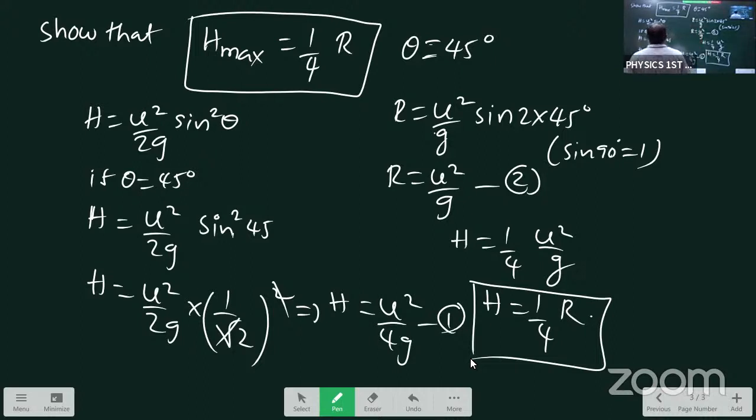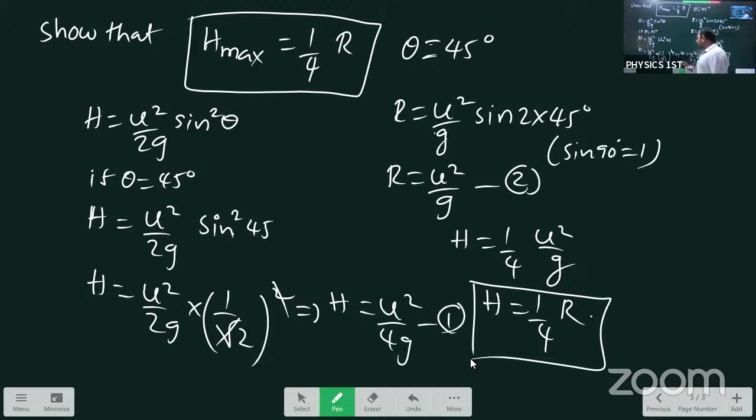Okay, students, finally, what is the answer? Just substitute here: theta is equal to 45. Mathematically, very simple question, students. H equals u square by 2g sin square theta. This is the H max formula. Range equals u square by g sin 2 theta. Again, substitute theta equals 45.